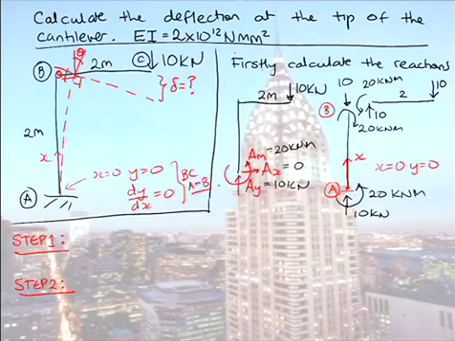Now, let's look at my boundary conditions for my region BC. So in region BC, what are my boundary conditions?